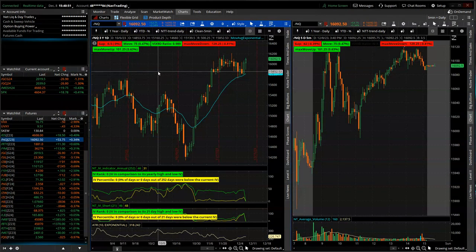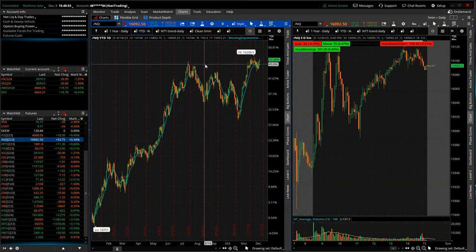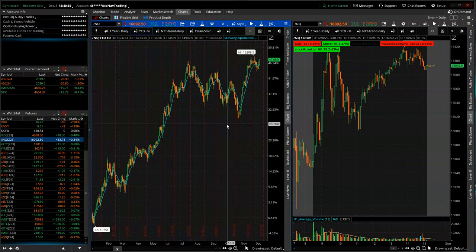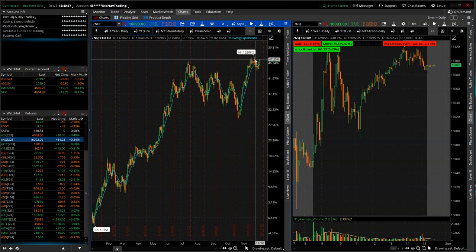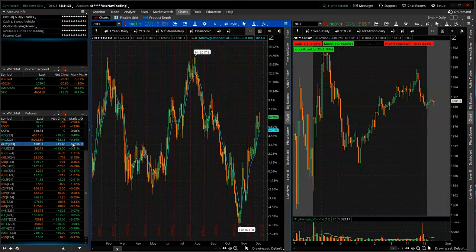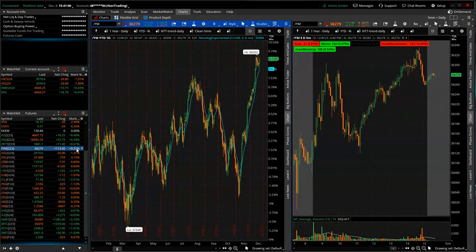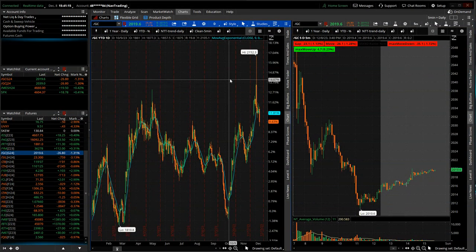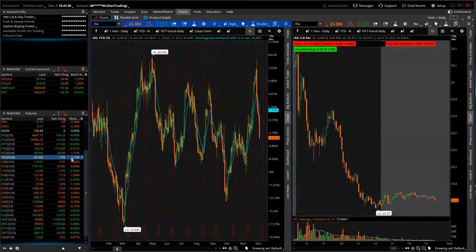NASDAQ also close to its high of the year. Actually hit it last week, but closing in on that as well. Russell, not as much. Russell's only up about 7% year to date. And the Dow, it pushed above its yearly high last week, and Dow's up 9% year to date. Gold hit a new all-time high and then quickly retreated back down. Silver had a big push up and then a big fall as well.